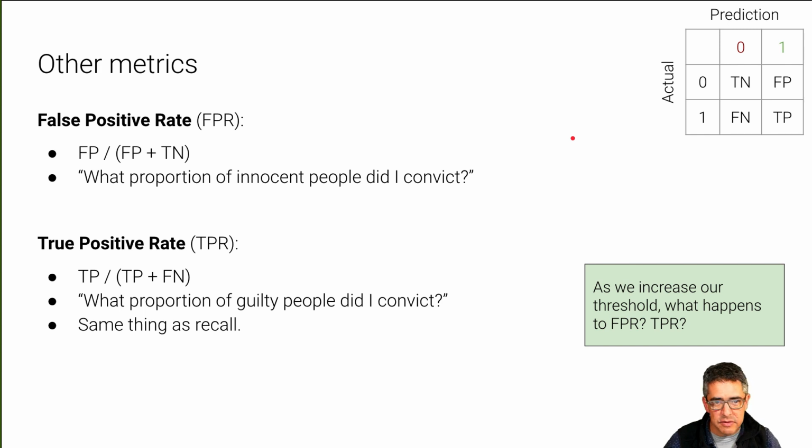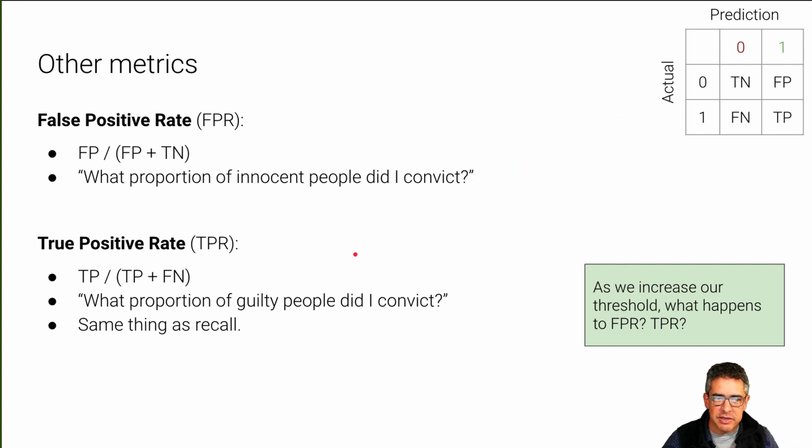One way to think about it is, what proportion of innocent people did I convict? Or what proportion of healthy patients did I send to further testing? What proportion of normal credit card transactions did I flag as fraud and annoy the client by telling them that they had a fraudulent transaction with a credit card, when in fact they just, I don't know, bought their coffee at a different coffee shop than their usual place? So this is called the false positive rate.